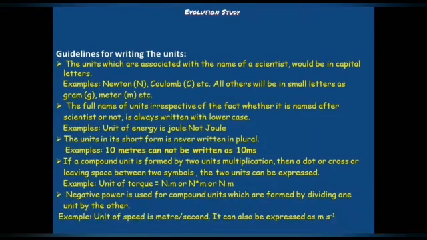The unit in its short form is never written in plural. Example, 10 meters cannot be written as 10 ms. If a compound unit is formed by multiplication of 2 units, there is a dot or cross or a space left between the two symbols. Example, the unit of torque is N dot m, or N into m, or Newton meter. The negative power is used for compound units which are formed by dividing one unit by another. Example, the unit of speed is meter per second, and it can also be expressed as meter second to the power minus 1.